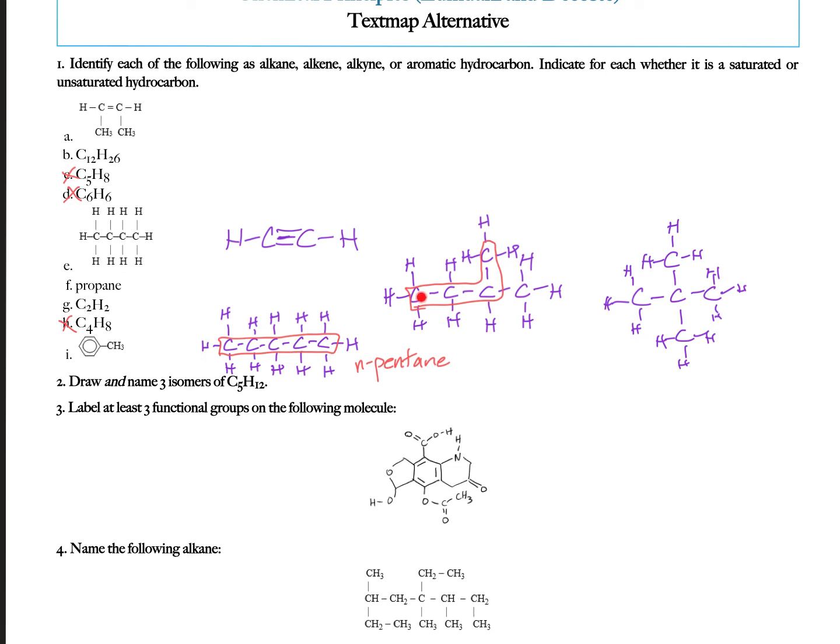You can count 1, 2, 3, 4, starting from this end, or you can count 1, 2, 3, 4, starting from that end. And by now you probably know that our naming system favors the lowest possible numbers that you can do. So in this case, I would want to number it in such a way that this is carbon 2, because it can either be 1, 2, 3, 4, or 1, 2, 3, 4.